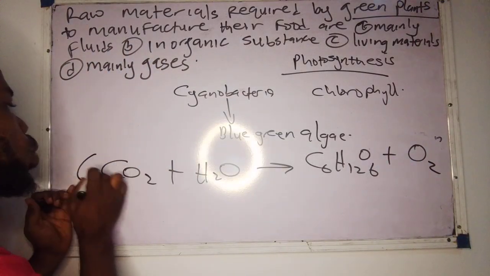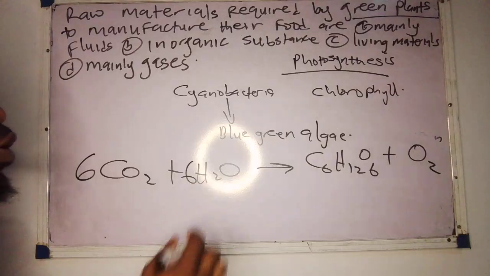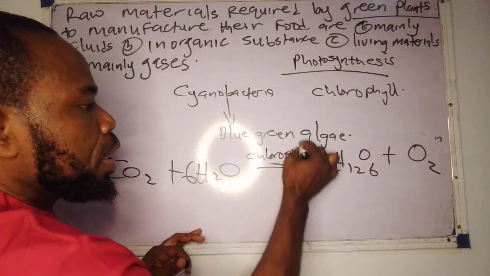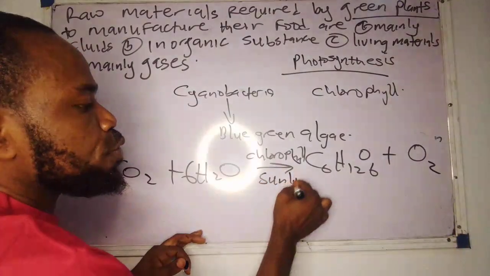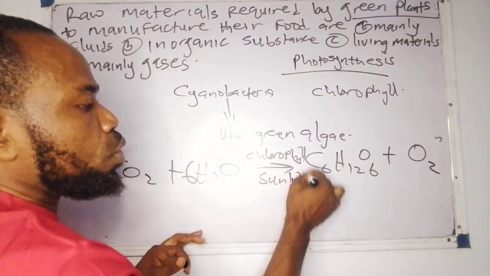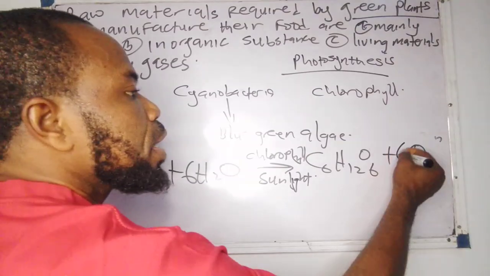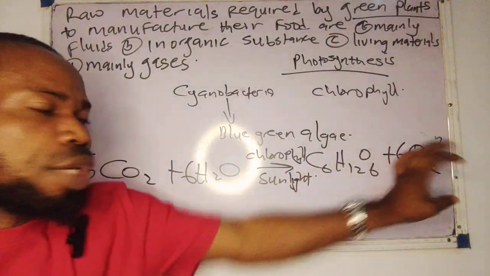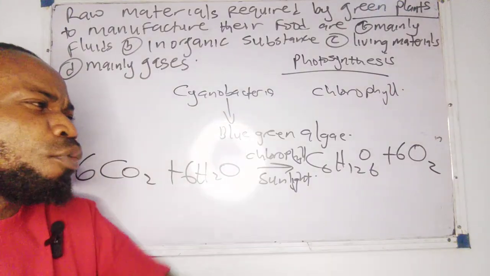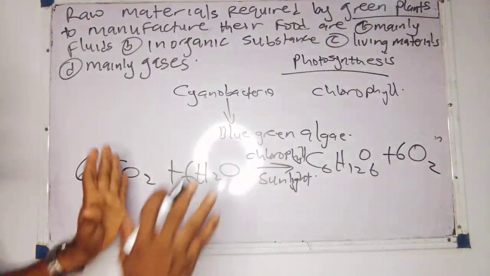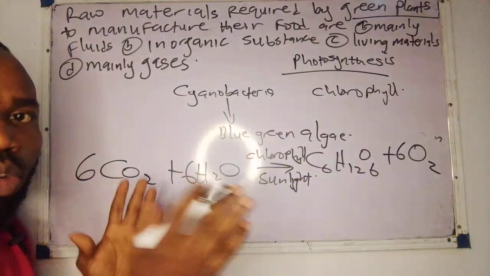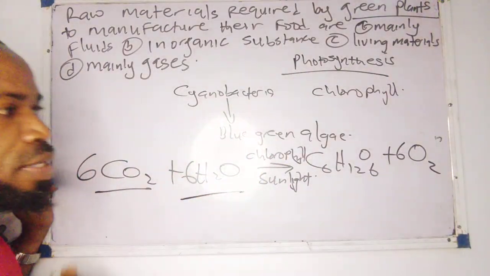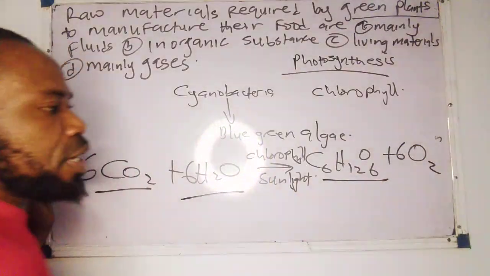Now, if I get to balance this equation, this is happening in the help of chlorophyll, in the presence of sunlight. This is a quick breakdown of photosynthesis. If you look at it very well, this reaction is photosynthesis, but I'm not too interested in just the answer. You must know that carbon dioxide is inorganic, water is inorganic, to manufacture something that is organic.